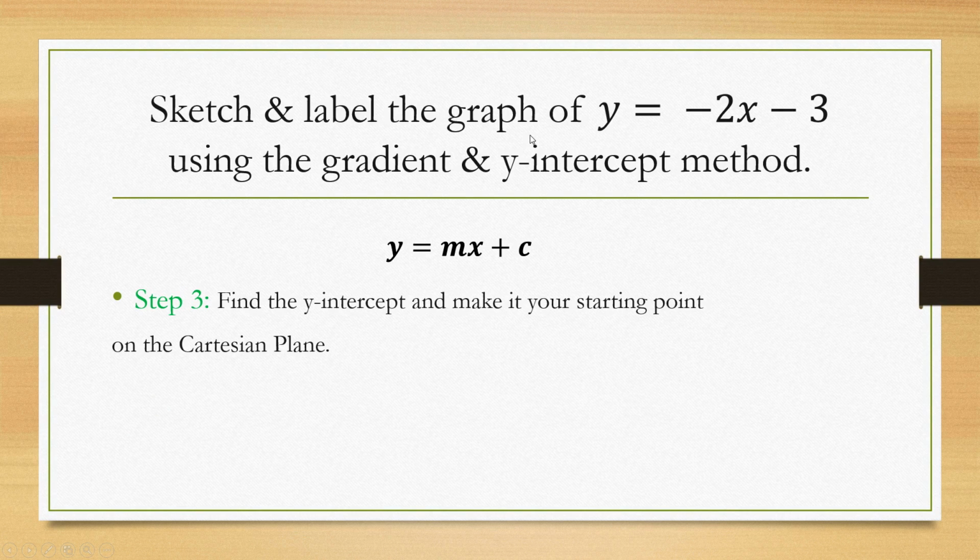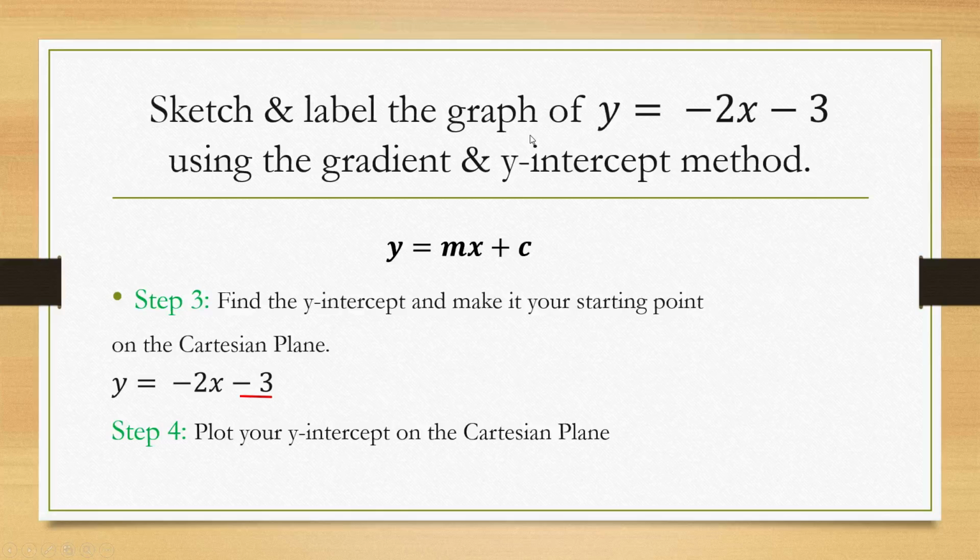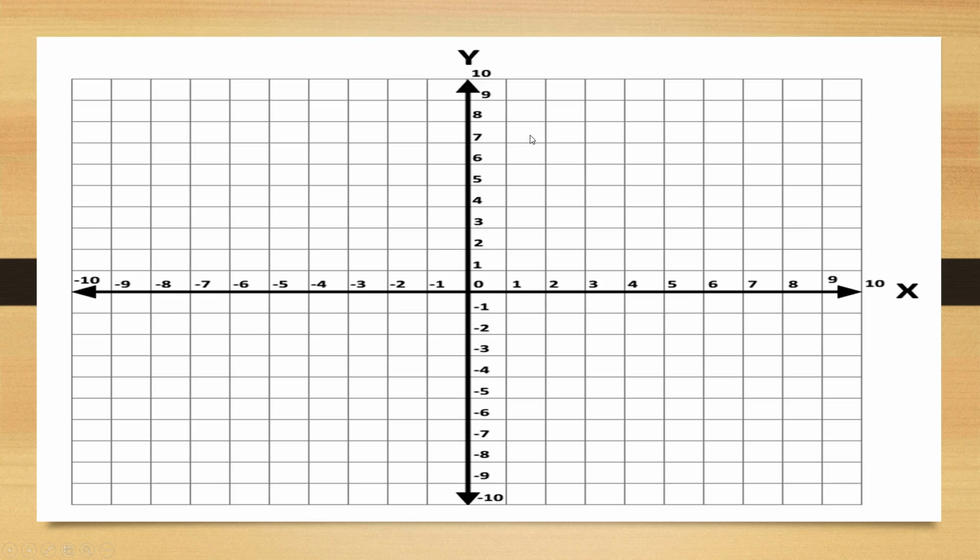Step 3 is to find the y-intercept and make it your starting point on the Cartesian plane. The y-intercept in an equation is the point at which it crosses over the y-axis of a Cartesian plane. In our equation, we can see that negative 3 is our y-intercept as it represents the c in the general formula. Then step 4 would be to plot the y-intercept on the Cartesian plane.